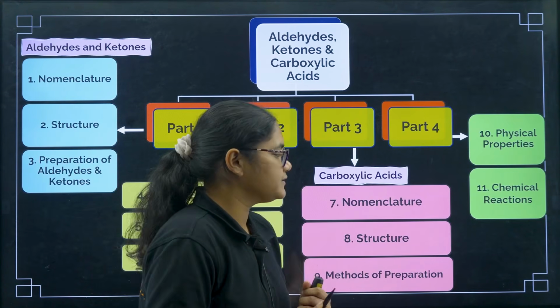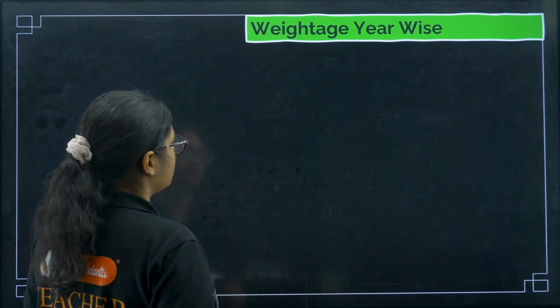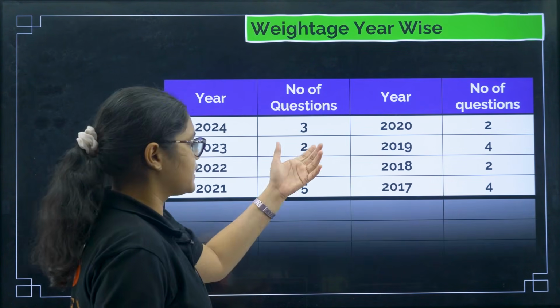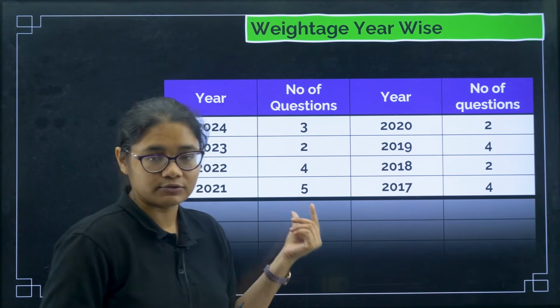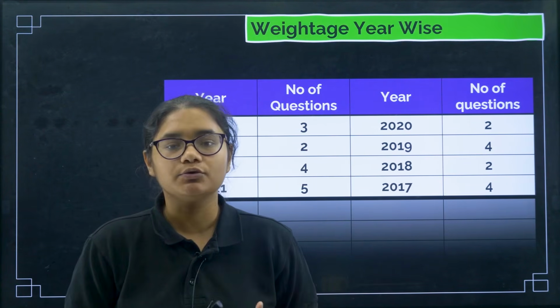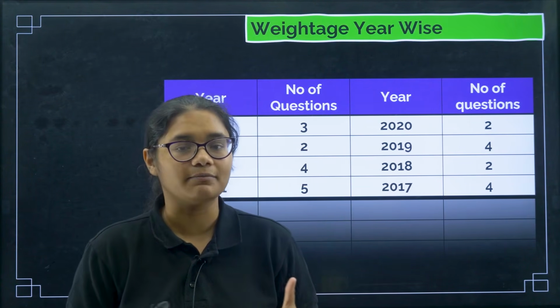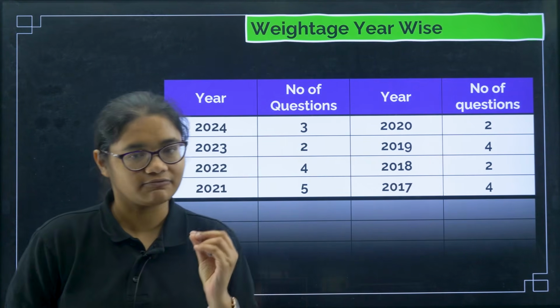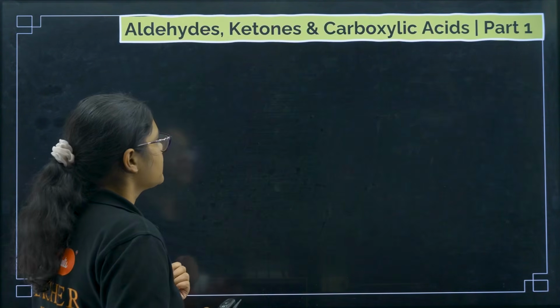Let's start first of all with weightage. You can see 5 marks have also been asked from this chapter, so you can definitely expect 4 to 5 marks from this chapter in the 2025 examination as well.